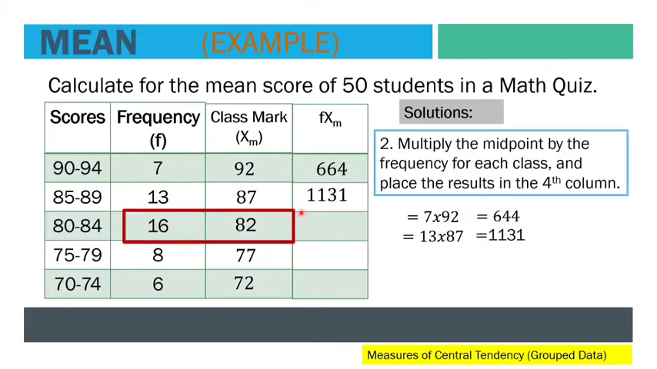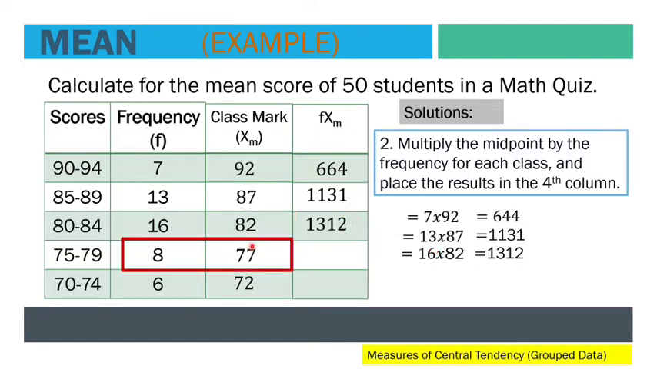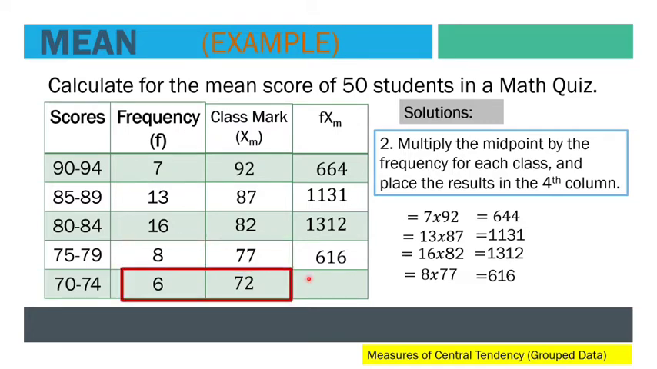Then for the third, we have 16 and 82. Multiply them and we will get 1,312. Write it here. Let's now have the fourth: 8 times 77, we will get 616. Write it here. And finally, we multiply 6 and 72. We will get 432. So there you have it. We have created the last column needed for the computation of the mean. Let's continue.